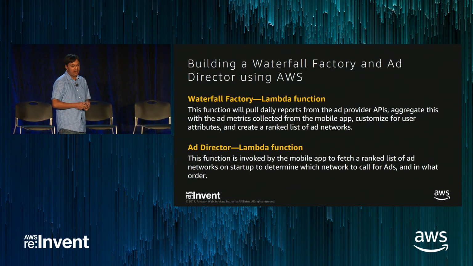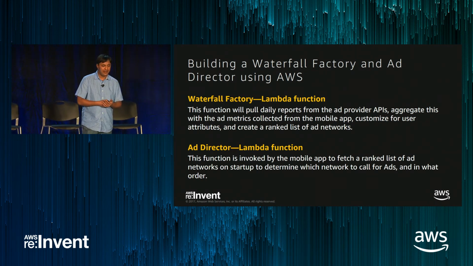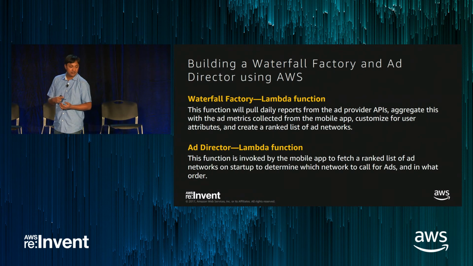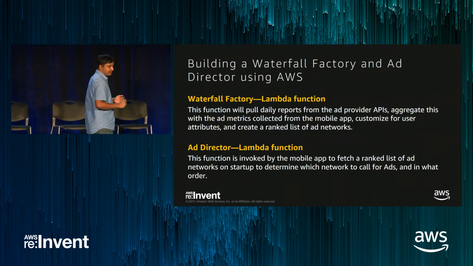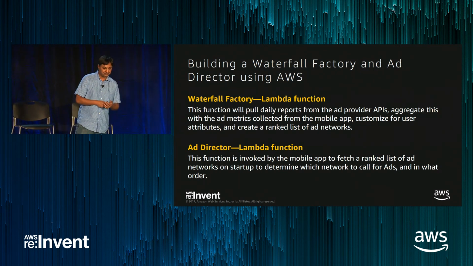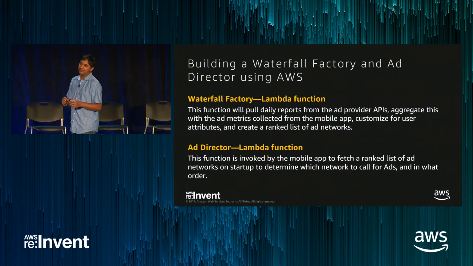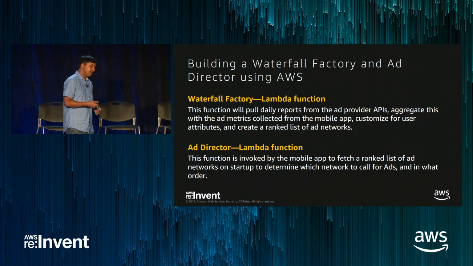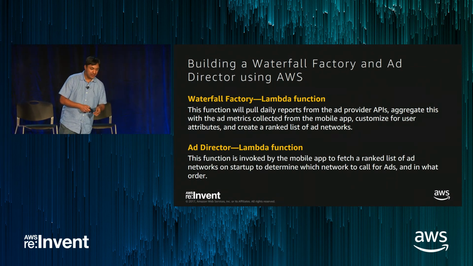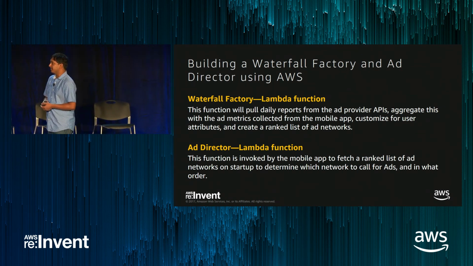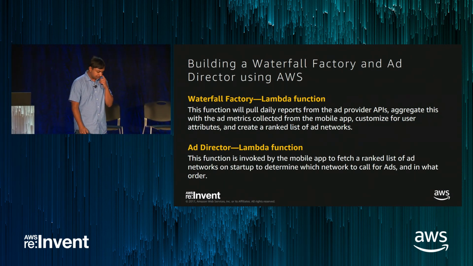A quick recap of the two Lambdas that we discussed. So the Waterfall Factory Lambda is the one that's pulling those daily reports from ad provider APIs, aggregating that with all of those ad metrics that we collected, and then using those custom attributes to create that ranked list of networks. And the ad director Lambda is the one that the mobile app is talking to, to fetch that ranked list based on user attributes to decide which networks to call for each of these ads.